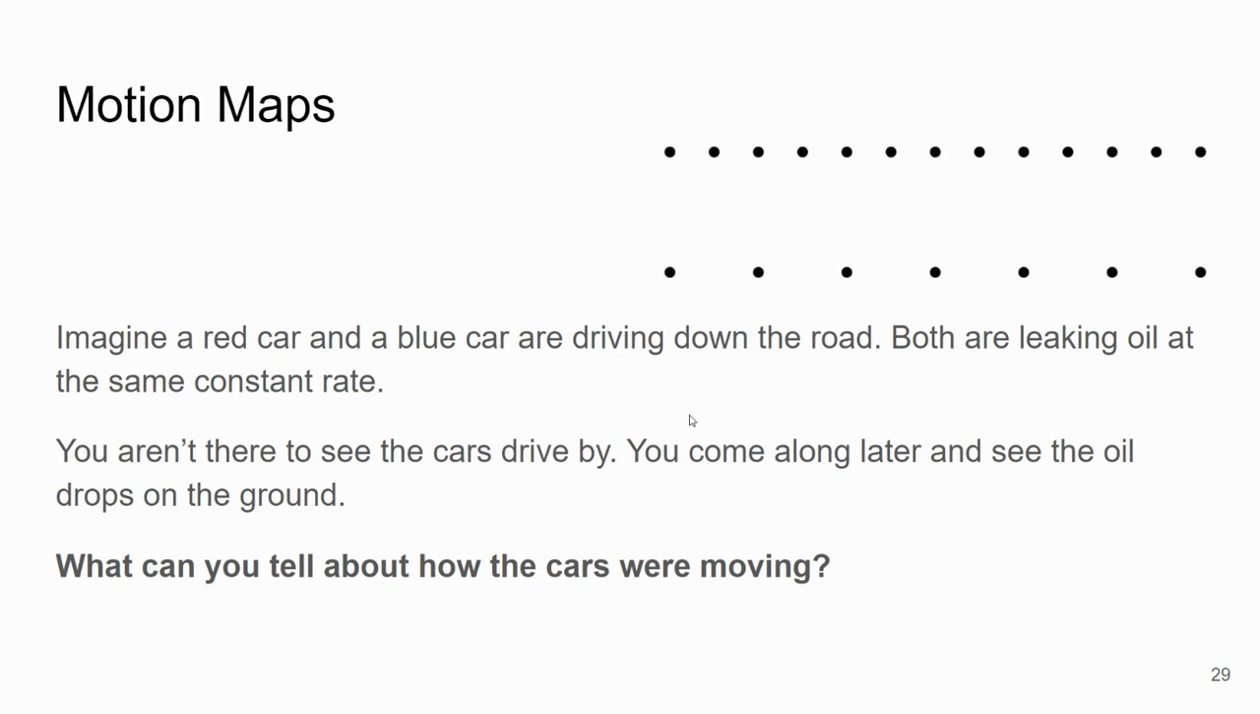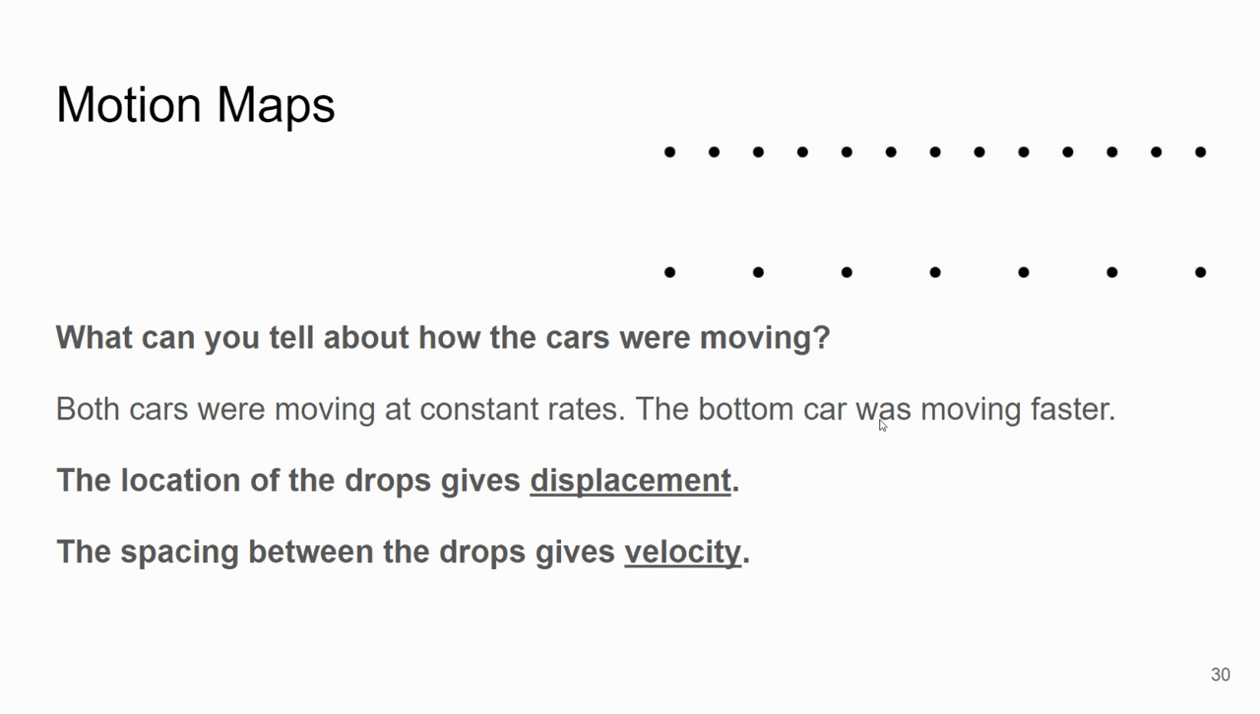And hopefully you can figure out that the blue car on the bottom, well, it was moving faster. How do you know it was moving faster? Because the dots were further apart. You also know that both cars, the red one going slower, the blue car going faster, were keeping constant speeds. And the way you can tell that is the dots are all evenly spaced.